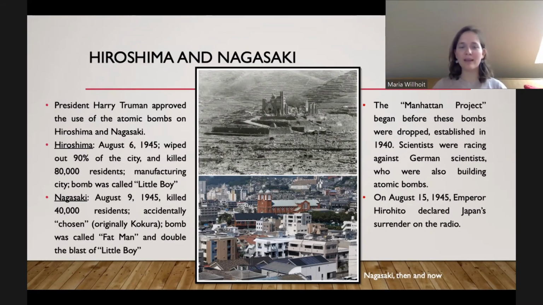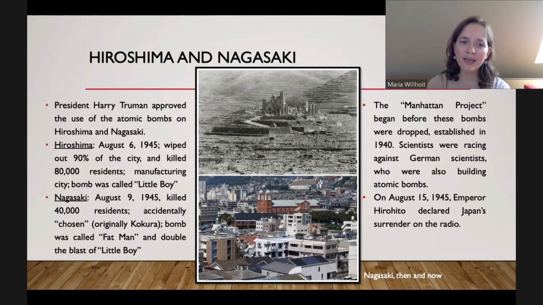It wiped out 90% of the city and killed 80,000 residents. And of course, many more residents of these cities were affected later by the radiation exposure and had cancer and died. The bomb that was landed on Hiroshima was called Little Boy because it was a smaller bomb than the one on Nagasaki. And Hiroshima was a major manufacturing city, so I think that's why we chose it.